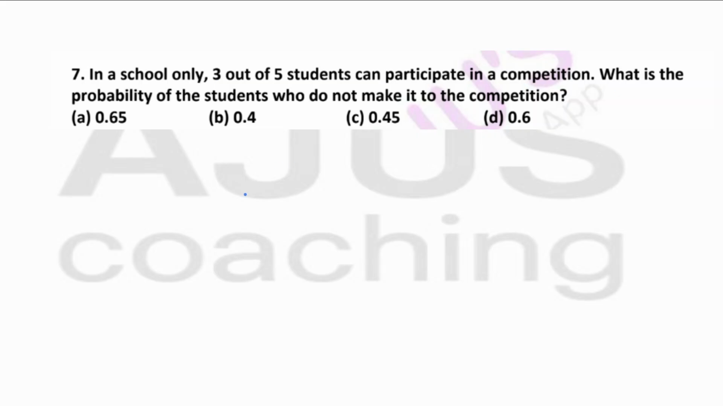Okay, see here, let A be the event which tells about participating in a competition. So the number of favorable events is 3, and the total number of events is 5. What is the probability of students who do not make it to the competition? That will be P of A dash, which is 1 minus P of A.